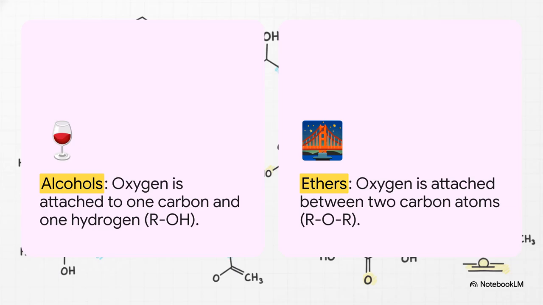And this slide just lays it all out perfectly. It's so simple, but so powerful. If that oxygen atom is hanging off the end, attached to one carbon and one hydrogen, you get an alcohol. But if that same oxygen atom gets sandwiched right in the middle of two carbons, acting like a bridge, you get a completely different beast, an ether. Same parts, different setup, totally different world.